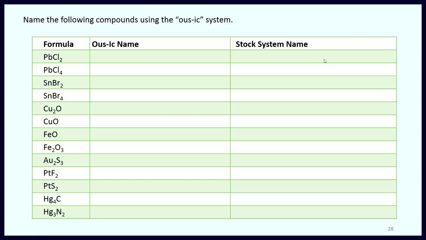PbCl2. Now lead is in group 4A and has two oxidation states. It's either +2 or +4. This first example is lead(II) chloride, and that's the lower oxidation state. Therefore, that's plumbous chloride.